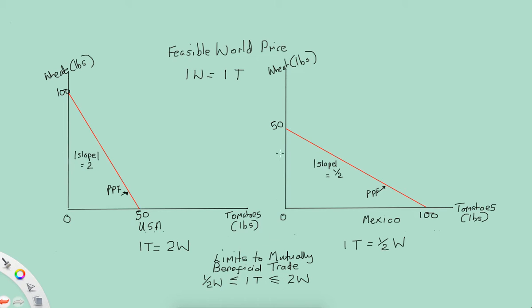But if I say that this is the world price, then I'm essentially assuming that this is the price that balances trade in the sense that the amount of wheat that the Americans wish to sell to Mexico is exactly equal to the amount of wheat that the Mexicans wish to buy.